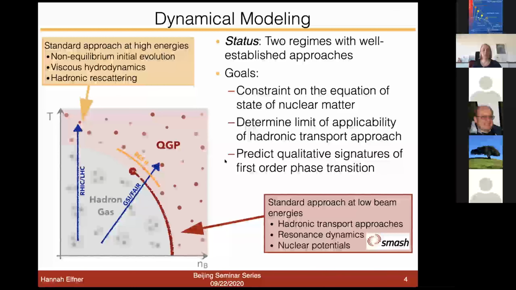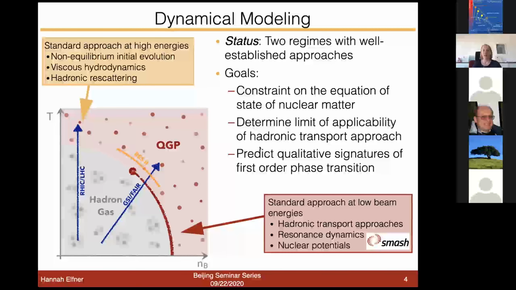But the main part of the talk will be coming from the different direction. One can also do the opposite and start at the high density, low temperature regime here, where for many, many years there have been hadronic transport approaches that are used to describe the dynamical evolution of heavy ion collisions. And there you are relying on resonance dynamics and nuclear potentials, depending on where you are in this density regime. And again, I've listed here some of the overarching goals of what we would like to achieve in the future. So one is, for example, the constraint on the equation of state of nuclear matter, which is particularly helpful in the connection to the astrophysics community.